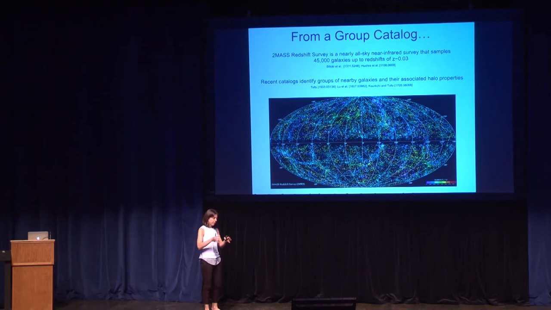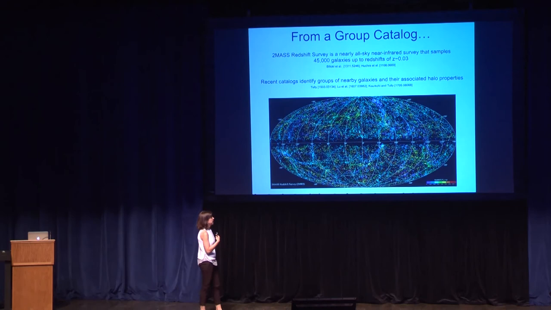These catalogs have come out over the last few years and are very comprehensive in terms of mapping out these group galaxies out to redshifts of 0.03. And so here's a map of the 2MASS redshift survey. Each speck here is an individual galaxy with a color indicating its distance from us. So purple is closest and red is farthest away.